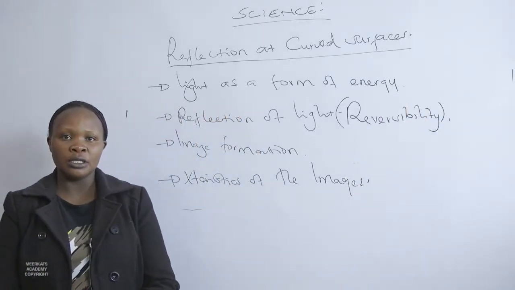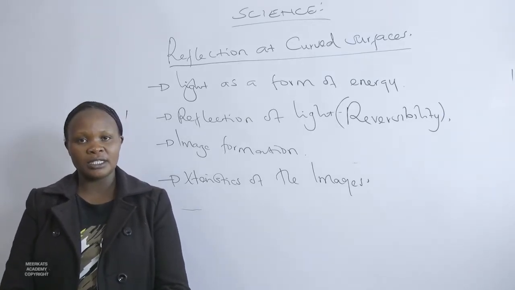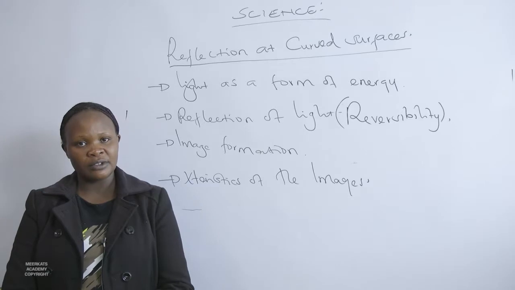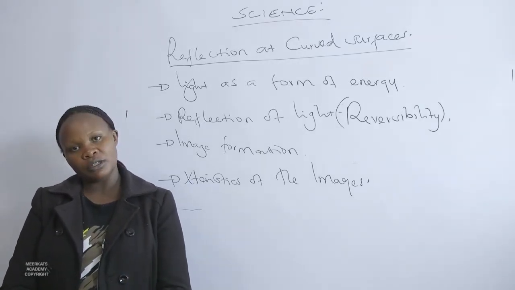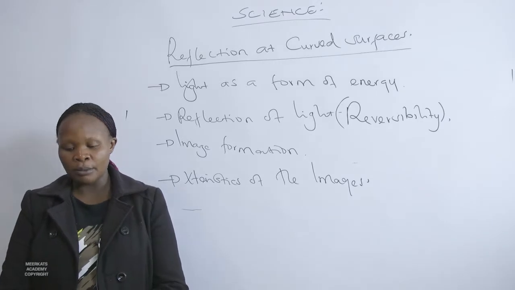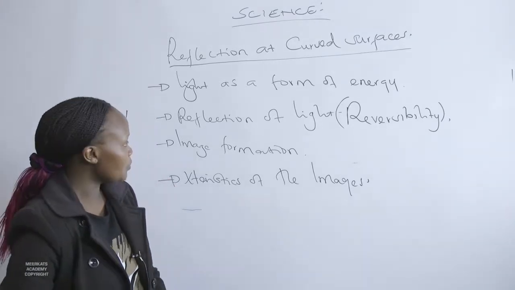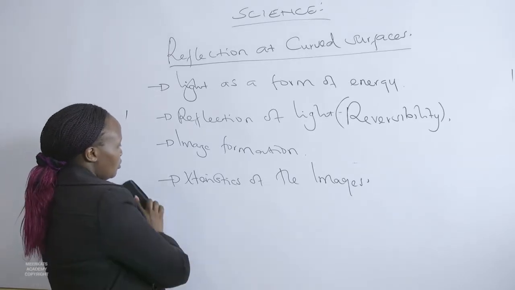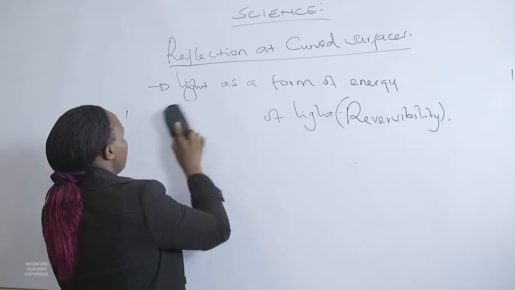A reflection, which will entail how a path of light can actually be reversed. Talk about the images that will be formed thereof and give them a few characteristics. Now, probably we can start by looking at light.